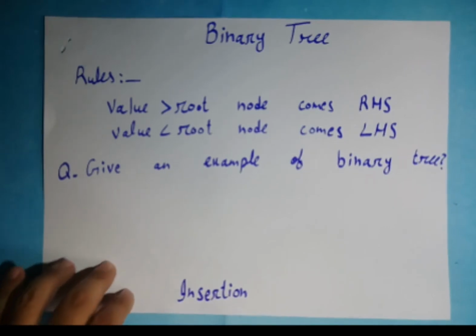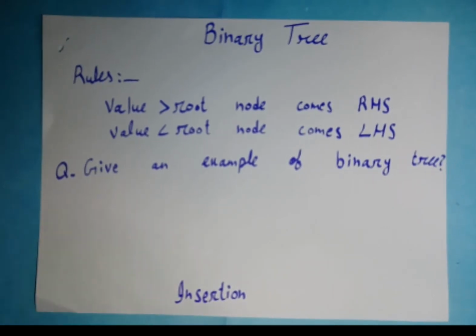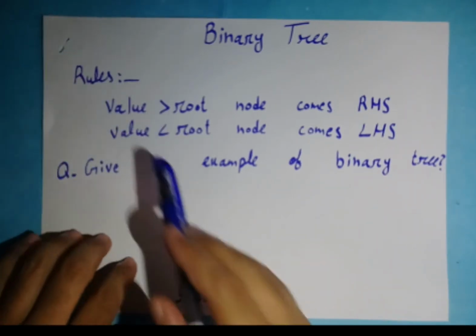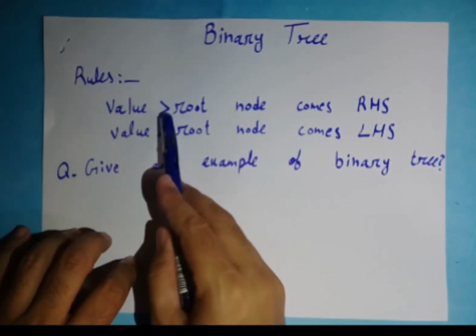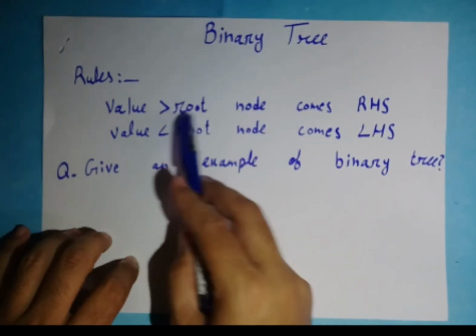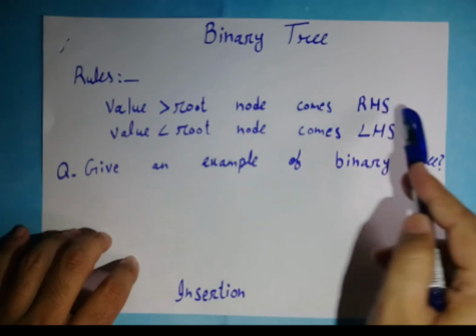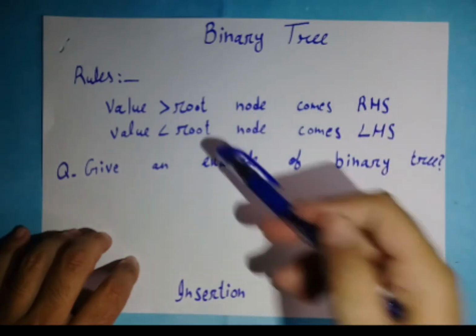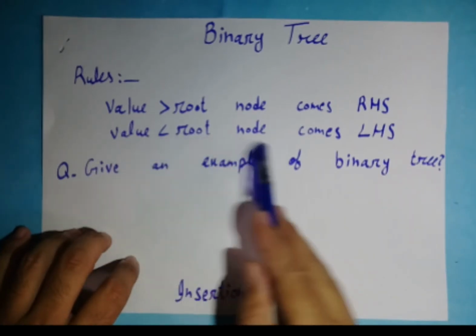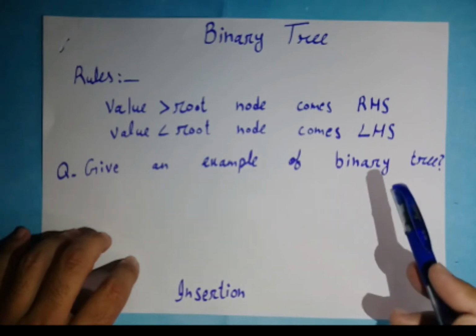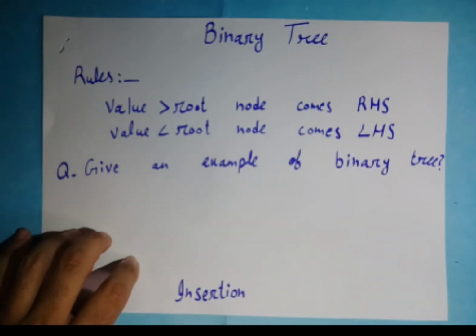In this video I'm going to tell you about binary tree. First of all, I'm going to tell you how you can make a binary tree. When you need to make any binary tree, there are two rules. The first rule is, if the value is greater than the value of the root node, you put the value on the right hand side of the root node. And if the value is less than the value of the root node, that value will go on the left side of the root node.